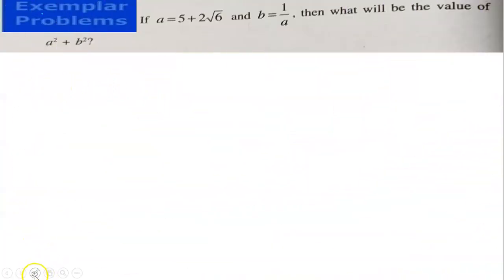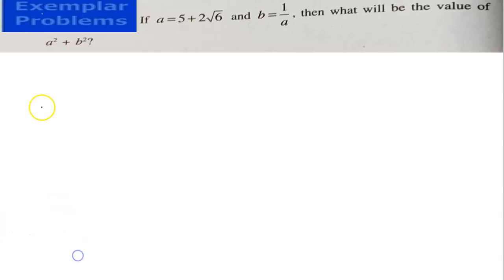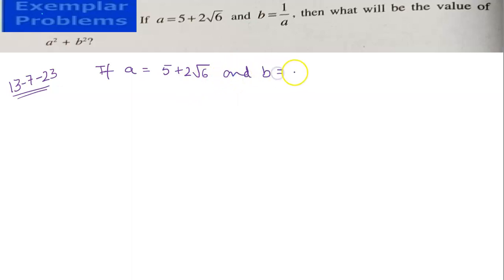Okay, so let me write today's date and then we'll start with the question. So we'll take purple. So today is 13/7/23. Okay, so this question, as you can see, I've written also exemplar problems. So it is saying if a is equal to 5 plus 2 root 6, okay, and b is equal to 1 upon a.